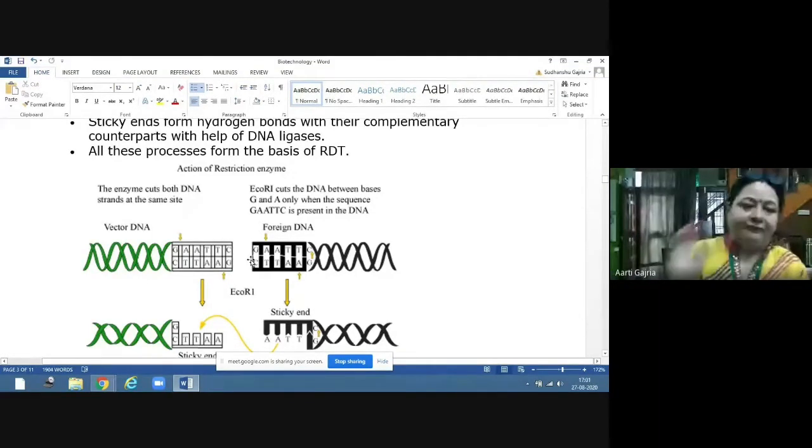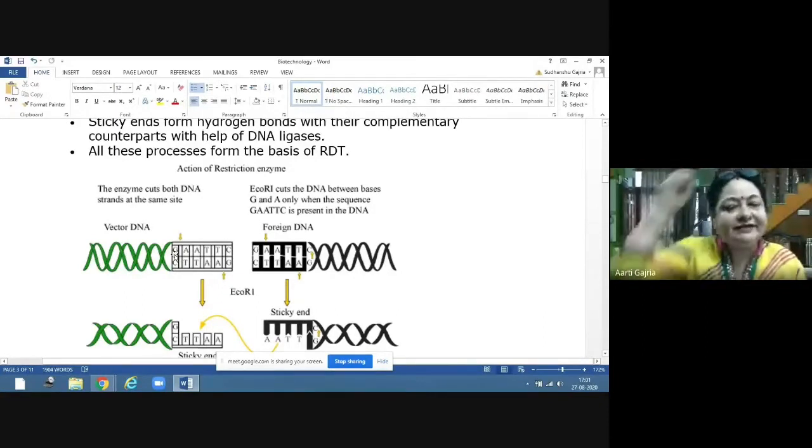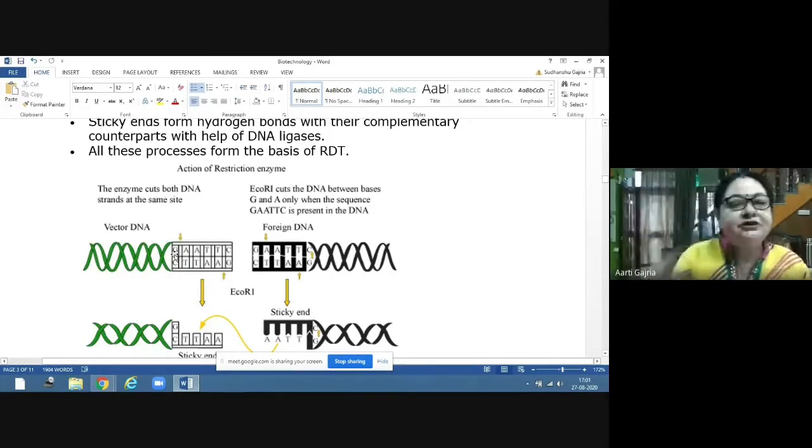Now this has the sequence G, AA, TTC, and here G, after complementary pairing, CTTAAG. Foreign DNA also has the same sequence. So we require the same restriction enzyme for both the DNAs. Now, which restriction enzyme is being used here? EcoR1. The restriction enzyme name is EcoR1. How this naming is done, we will see that also.